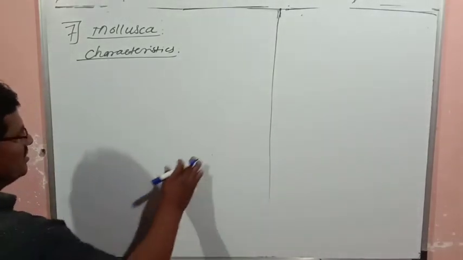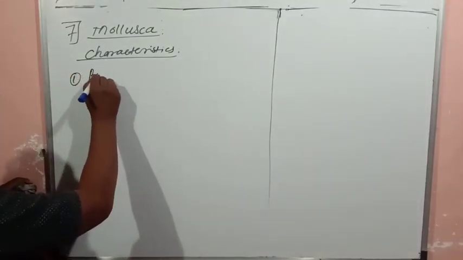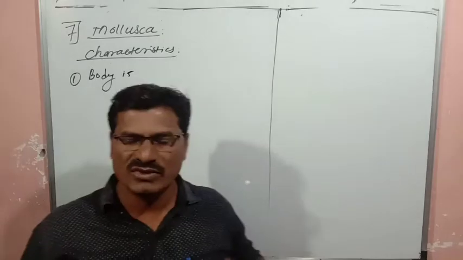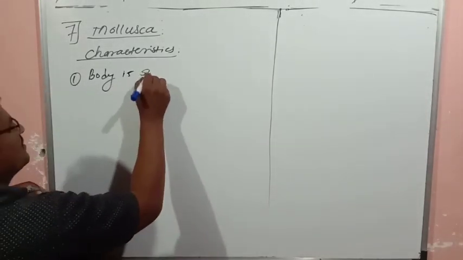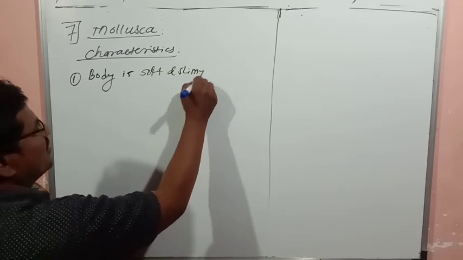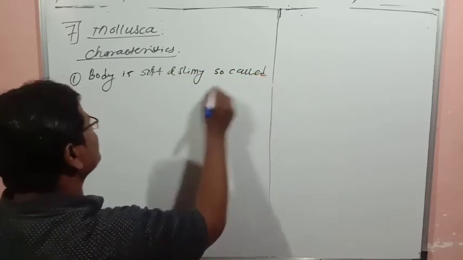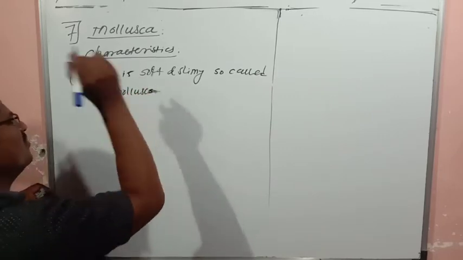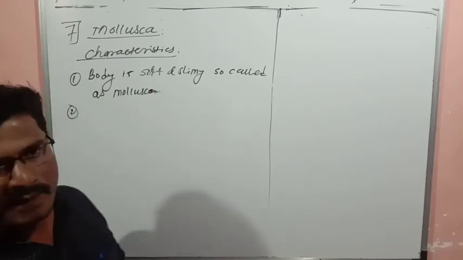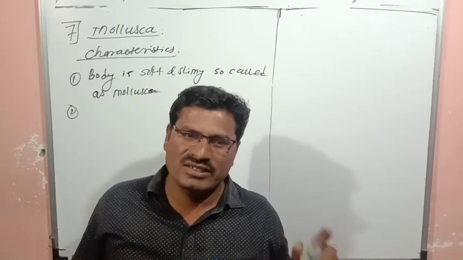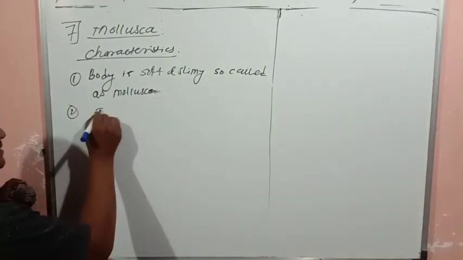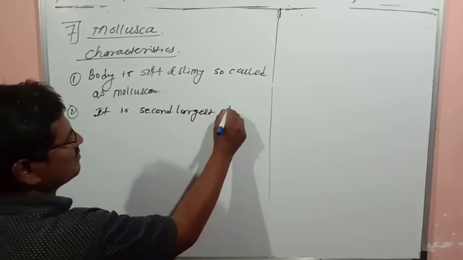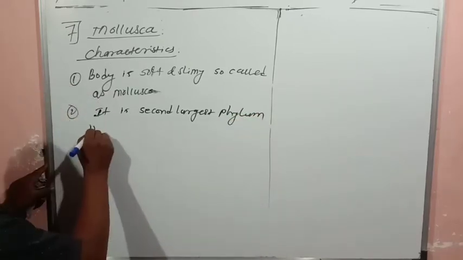So now we'll write the characteristics. First characteristic: body is soft and slimy, so called mollusks or Mollusca. Second thing is that this is the second largest phylum in the animal kingdom.